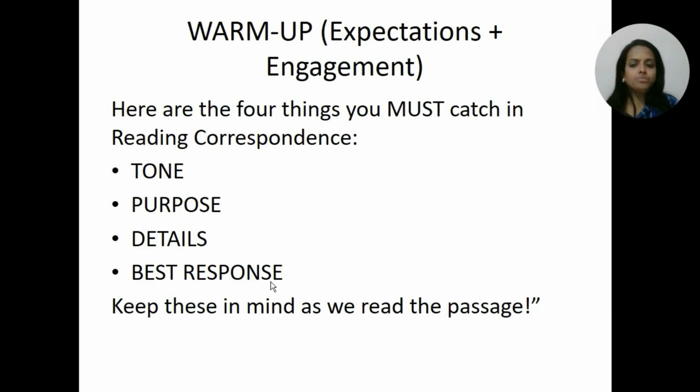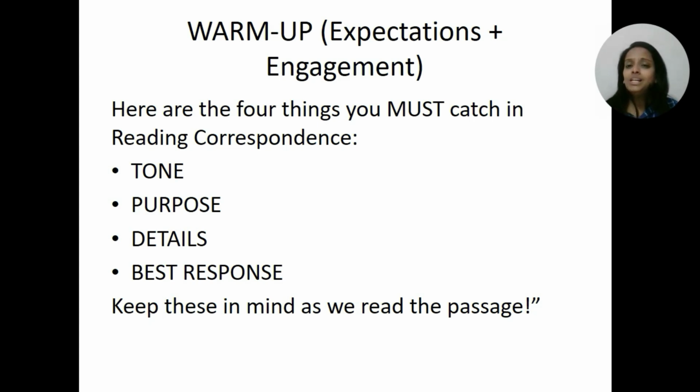And the best response. What do you mean by best response? If you had to reply, what would you say? This is the last step in CELPIP. So CELPIP will usually ask what is the most appropriate response. You must choose the reply that matches the tone, fits the situation, answers the writer's need, sounds natural and polite, and does not overreact or ignore the question.